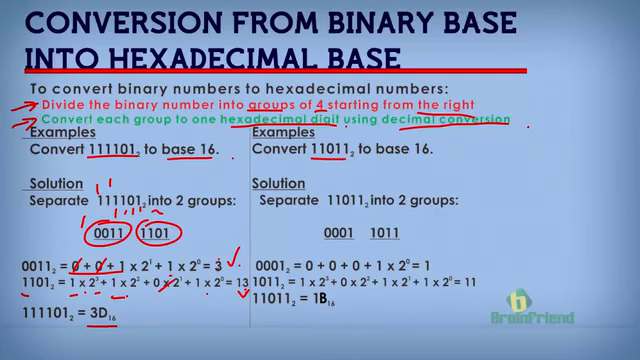Example 2. Convert 11011 base 2 to base 16. Okay, again, following our steps, we separate our binary number into groups of 4. Taking from the extreme right hand, we have 1011 as our first group. Next, we are left with just 1. We need to fill the remaining space with zeros to make it a group of 4, so we have 0001 as the next group. So let's take this as our group 1, this as our group 2.